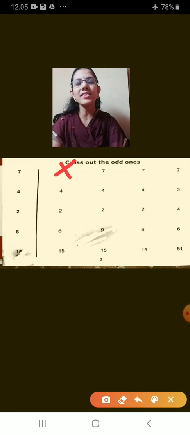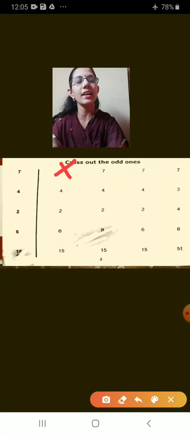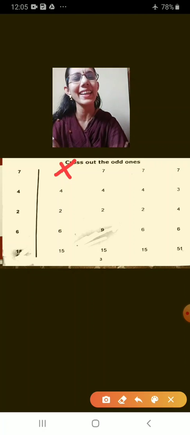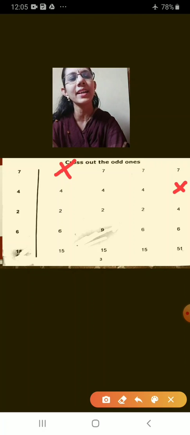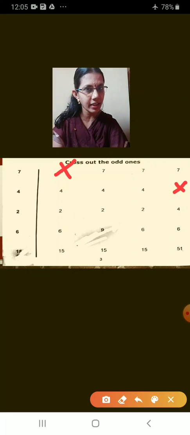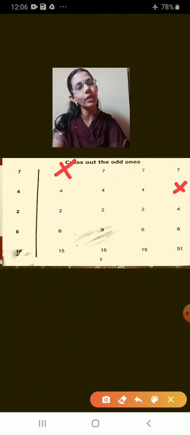Correct. What is there in the next line? Second line, which has the number 4. Yes. 4, 4, 4, 3. So we will cross 4. No, which one? 3. Correct. The last number 3. Good. What is the next line here? See carefully, children, because numbers are there, so we may make mistakes also. Okay. So please be careful in what we are doing.